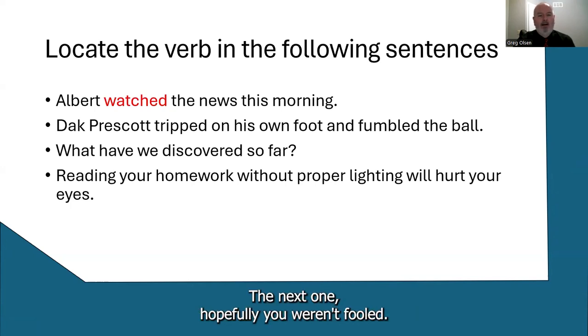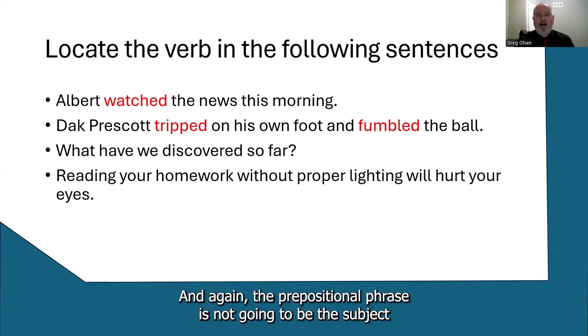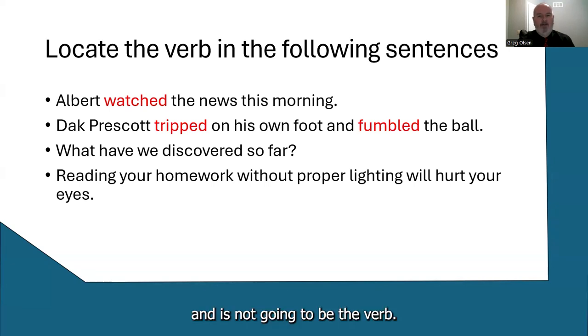The next one, hopefully you weren't fooled. Dak Prescott, so we have a compound verb. He tripped on his own foot and fumbled the ball. So we have two verbs here. Again, if we're confused at all, we can cross out any nouns. We can also cross out on his own foot because that's a prepositional phrase. And again, the prepositional phrase is not going to be the subject and is not going to be the verb. So hopefully you weren't confused on that part of the sentence.